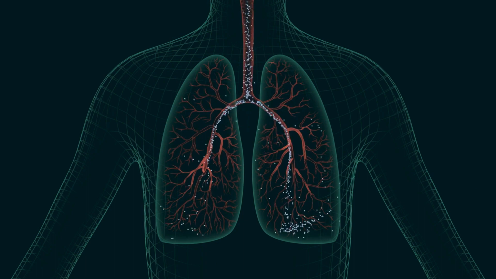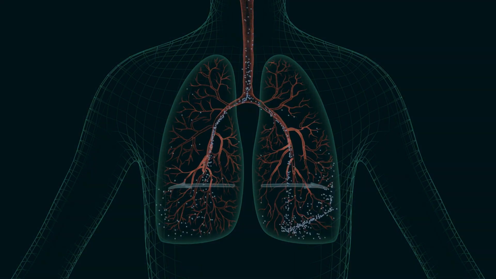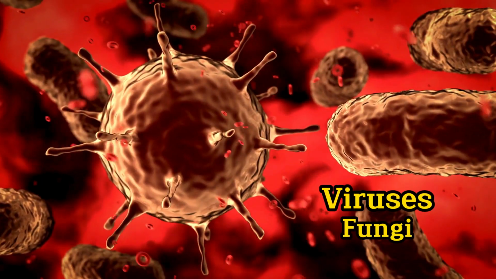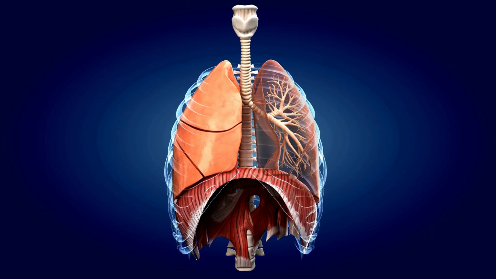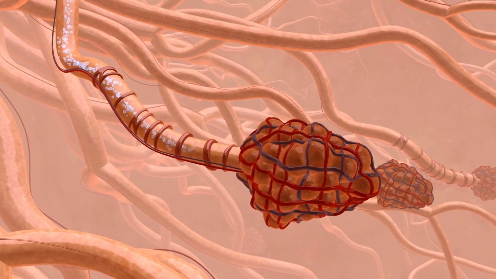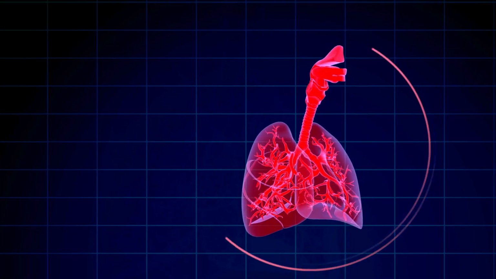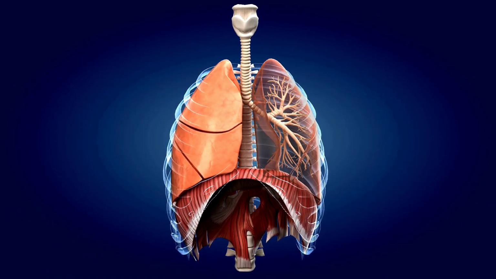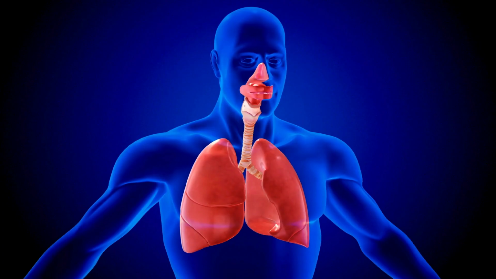It is often caused by long-term exposure to irritants such as tobacco smoke. Pneumonia, often caused by bacteria, viruses, or fungi, is an infection of the lung tissue that can lead to accumulation of fluid in the alveoli, hindering gas exchange. Pulmonary fibrosis is a condition in which the lung tissue becomes scarred and less elastic, making it more challenging for the lungs to expand and contract during breathing.